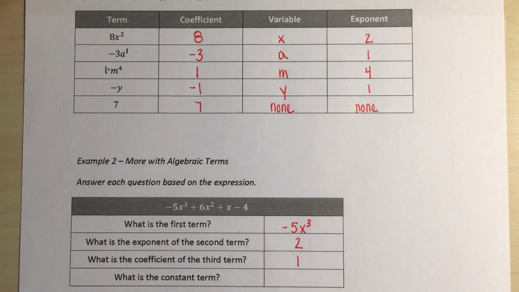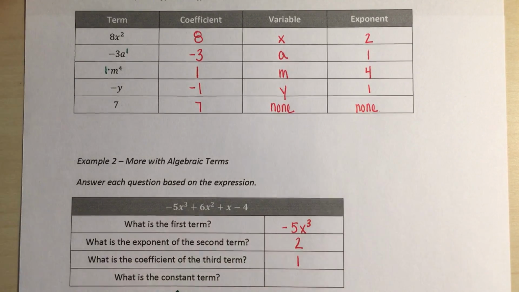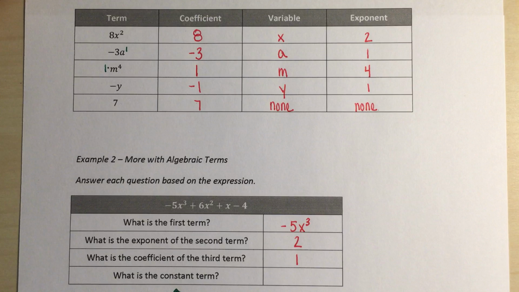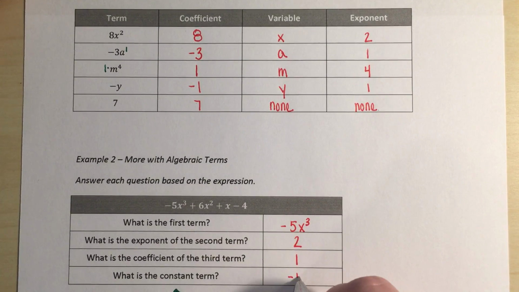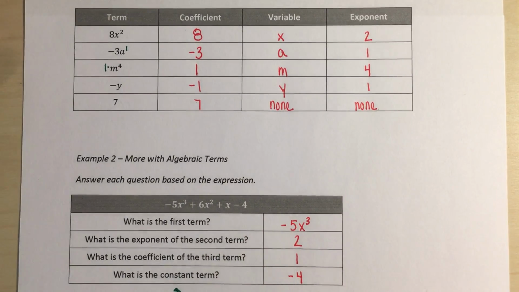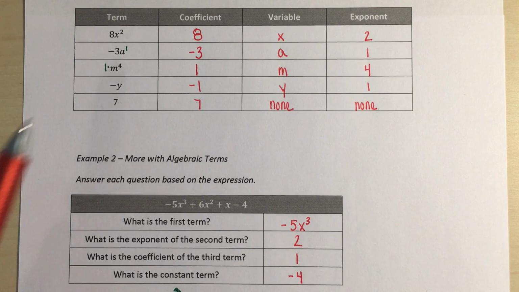Right. What is our constant term? Anytime we see the word constant, that should make us think that this is the term that is numbers only. Right? So in this case, our term that just has numbers is the negative 4. Right? So going up to the previous example, that 7 is a constant term as well. It doesn't have a variable.